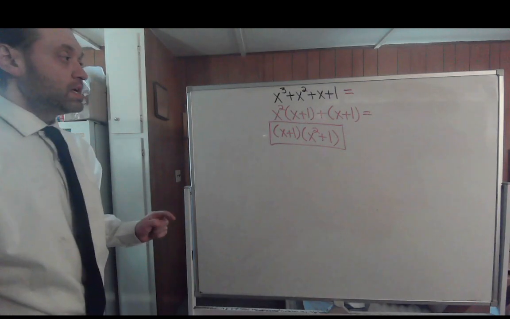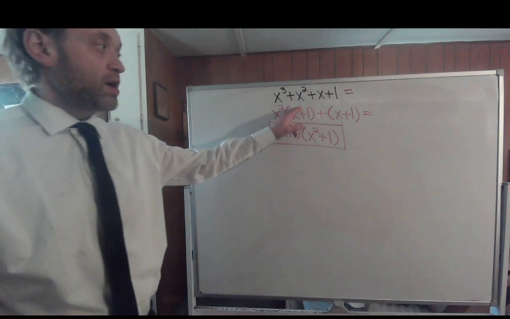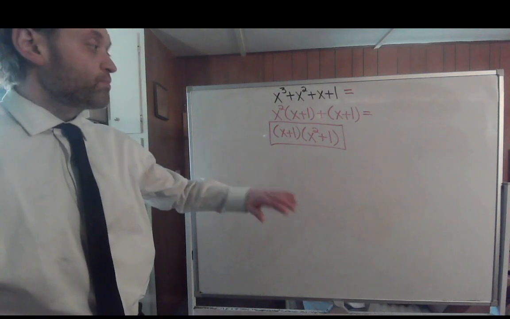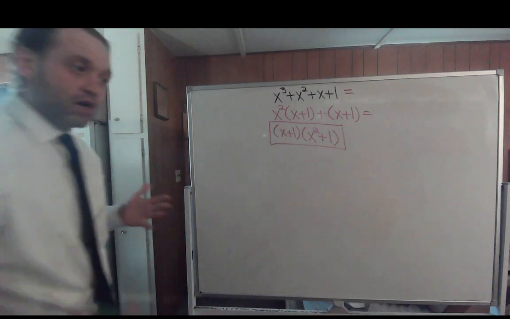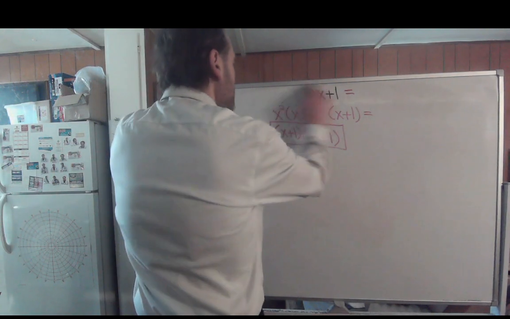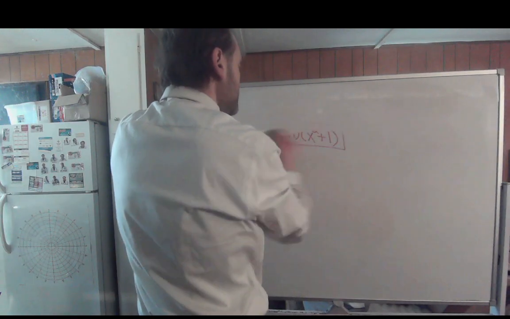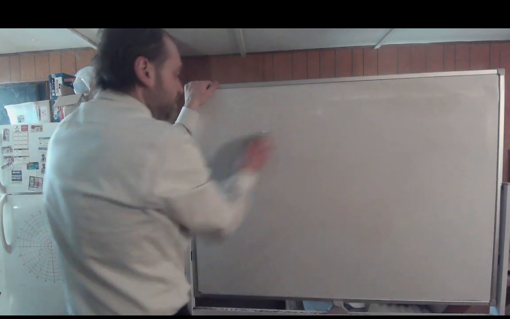So you have a group here, x plus 1, times another group of x squared plus 1. This is why we call it factoring by grouping. And again, this is best used for odd power polynomials. So what do we got next here?